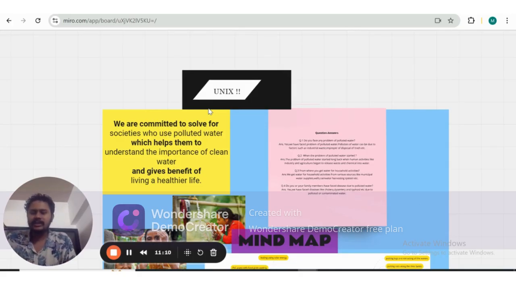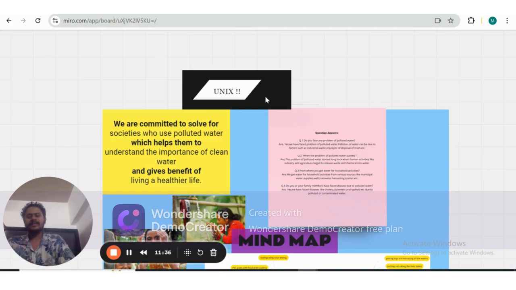Now, in this case, students have come up with a problem which says that they are committed to solving for societies who use polluted water, which helps them to understand the importance of clean water and gives them the benefit of living a healthier life. The framework, where you can see the answers written, is given by the Erehwon team, and they have just followed the framework to create a narrative of the problem statement.